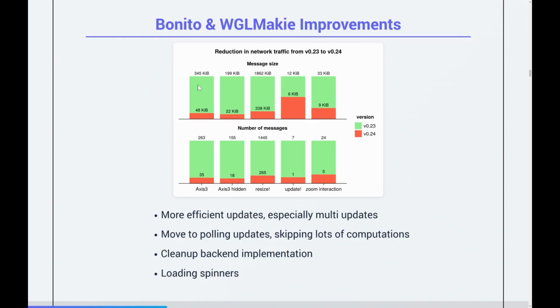It's pretty significant, and I think it's a difference of if a project runs in WebGL Makie or not, because we are sending actually a lot less messages because we moved to a polling approach, which means now we can skip a lot of computations. Before that, if you updated anything in a plot, you had to do all the computation involving that, even if you don't render a new frame for that computation. And now it's only polling before actually rendering a new frame. This also cleaned up the backend implementation and fixed a few bugs.